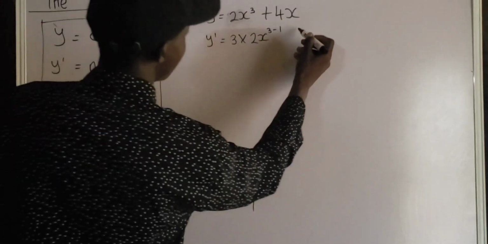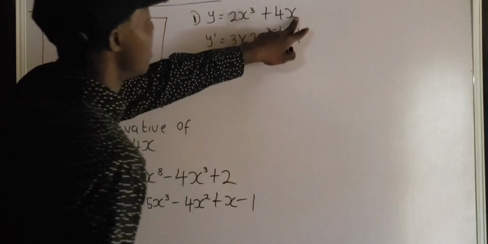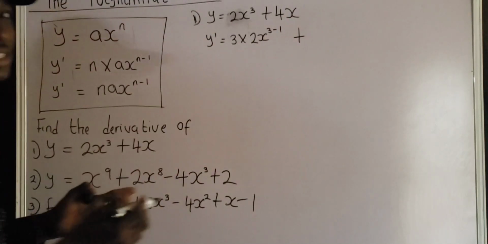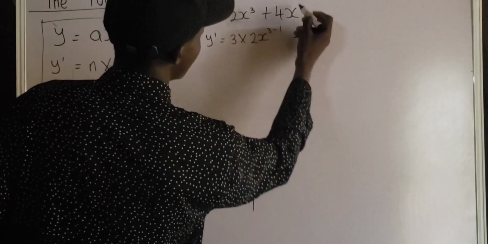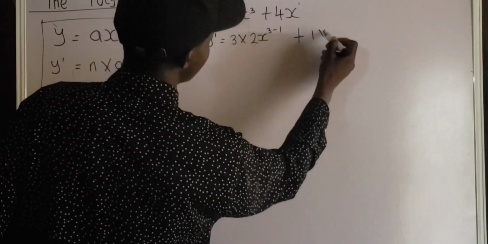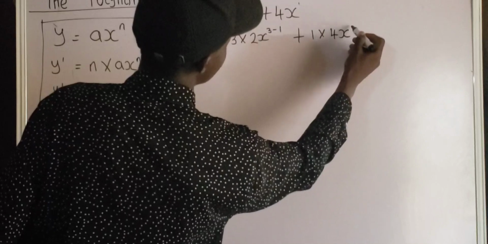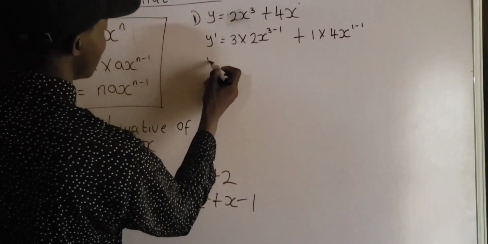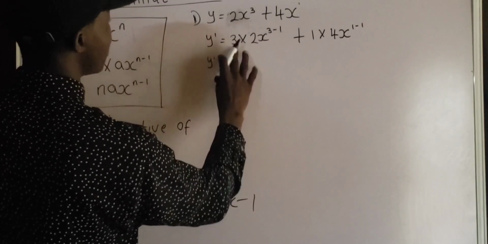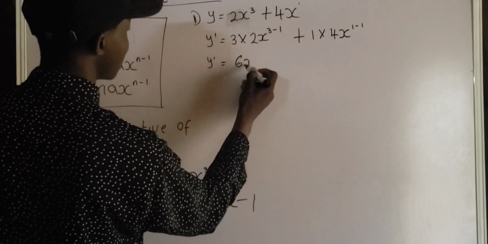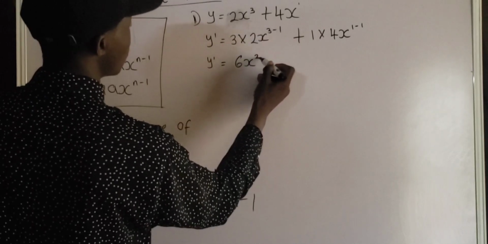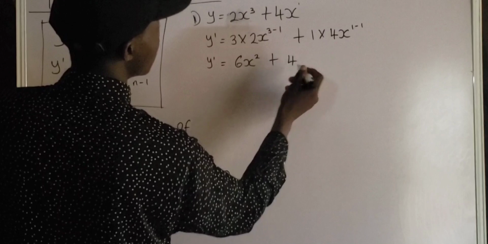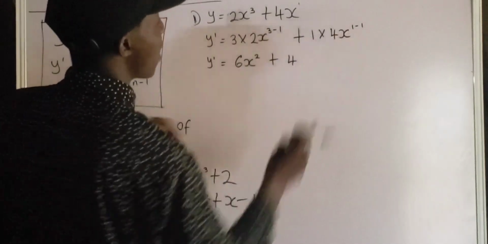Now let us proceed. Plus, now if you check, this x is raised to the power of 1. Are you getting it? X raised to the power of 1 is x. So for this, I'm going to have 1 multiplied by 4x raised to the power of 1 minus 1. Do you understand? Now let us proceed. The derivative of y is equal to 3 multiplied by 2, that is 6x, 3 minus 1, that is 2. Plus 1 multiplied by 4x, that is 4x, x raised to the power of 1 minus 1.